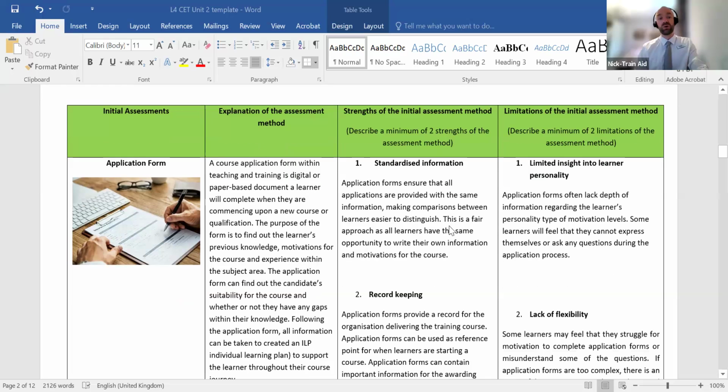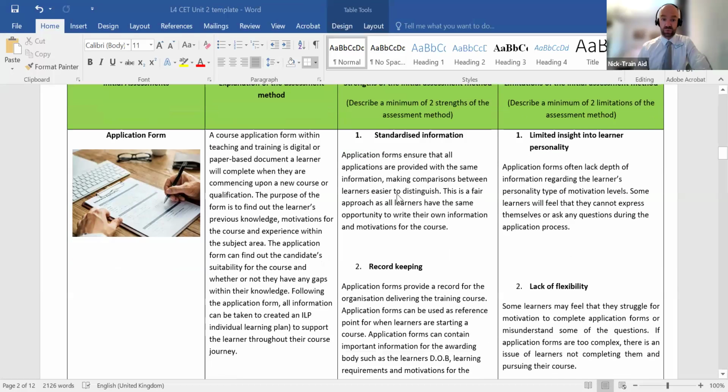So the first one we're going to be looking at is the application form, the traditional application form. We've got the explanation, the strengths and the limitations as well. So the considerations when using them as well. So you don't have to use application form. It could be any initial assessment that you use as well.